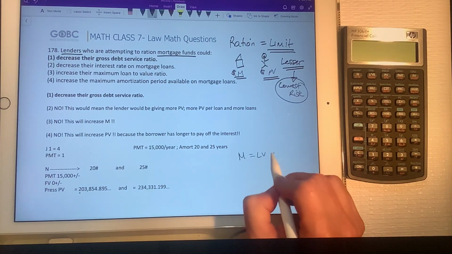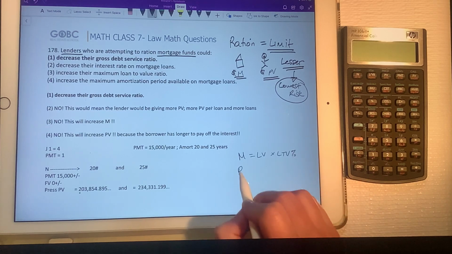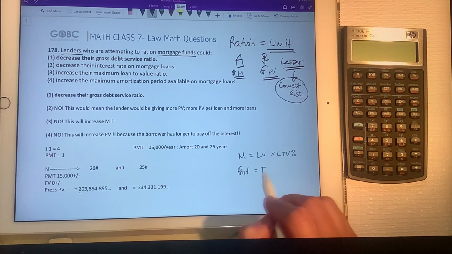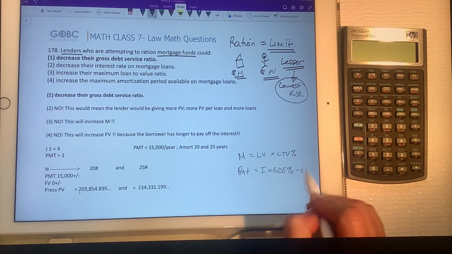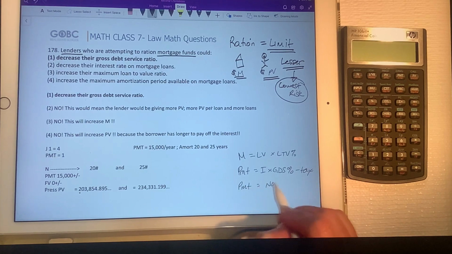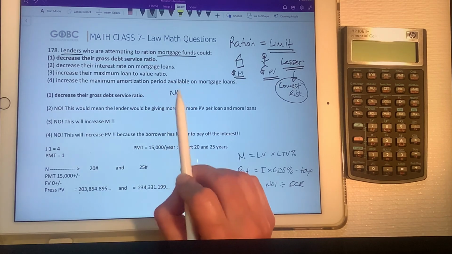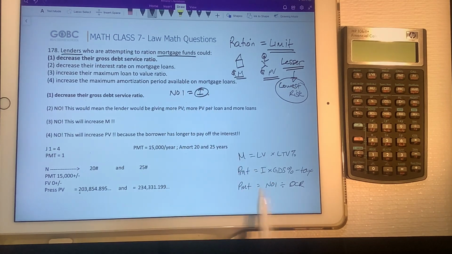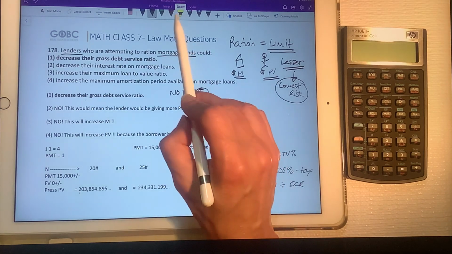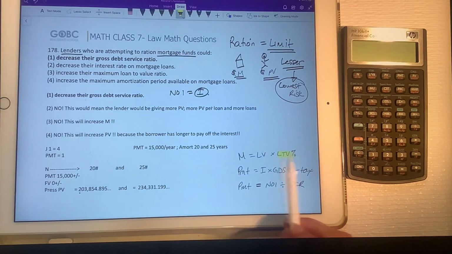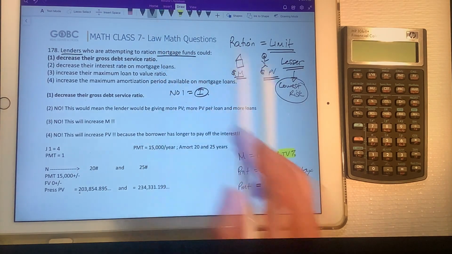So remember, we had our M formula and we had our payments formula for the residential, and then we have our payment formula for the commercial. And I know that usually we just substitute NOI with I, but I wrote it out in full just so that you can see the difference. And for all of these, the percentages, the ratios are the things that actually limit the amount of funds that the lender would give.